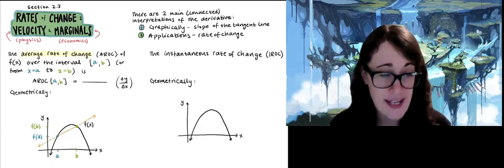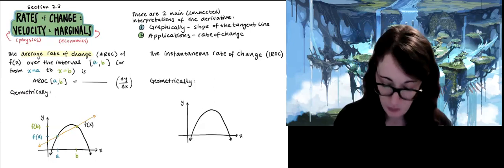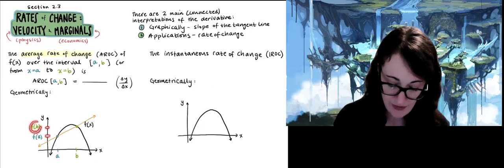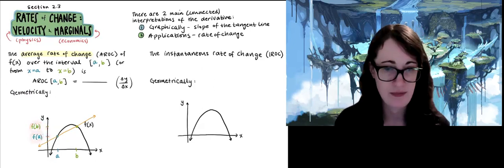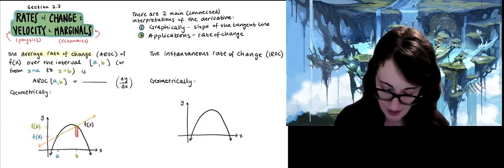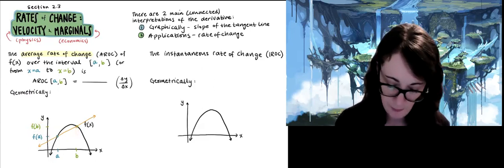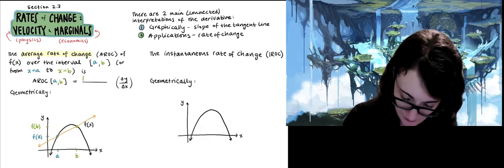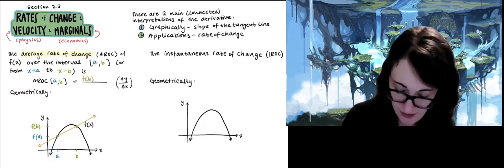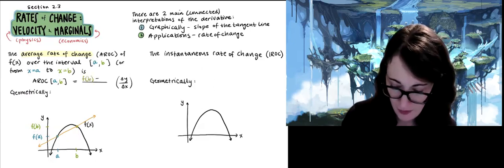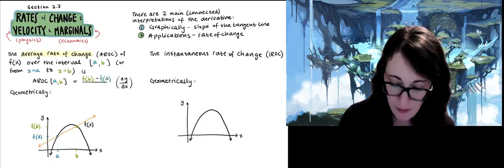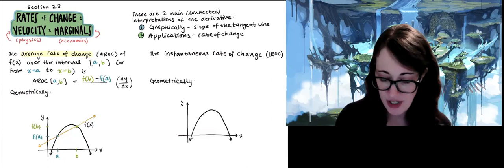So the slope of it is going to be just the change in y, the change in the y values. So it'll be f of b minus f of a. That's just the difference in the heights between these 2 points. Okay, so it'll be f of b minus f of a for our change in y. Then in the bottom, that is just the change in x.